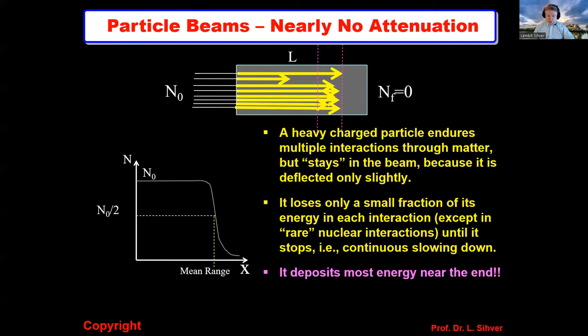That is called continuous slowing down. So it deposits most energy near the end. This is the Bragg curve and the Bragg peak. So we have the fluence nearly constant until the end, and then we have the dose is low in the entrance channel, and it delivers most of the dose just before it stops.